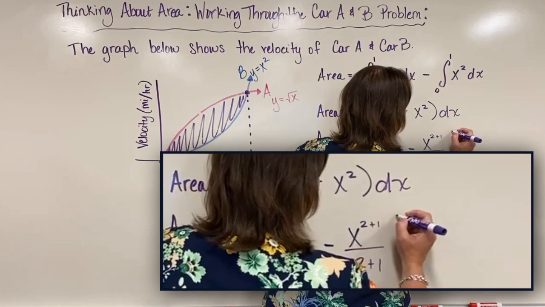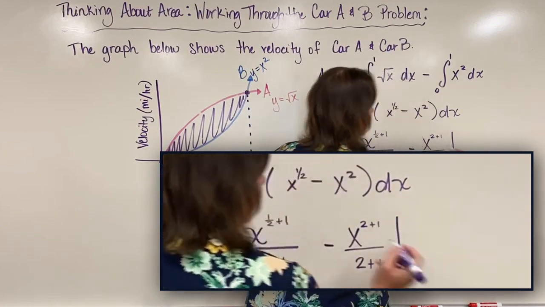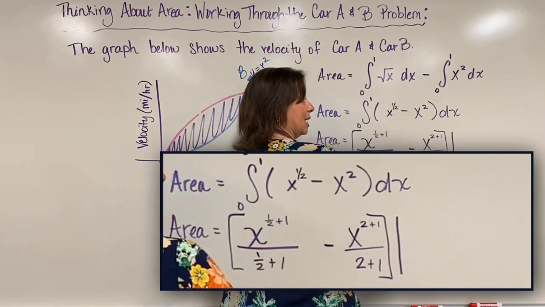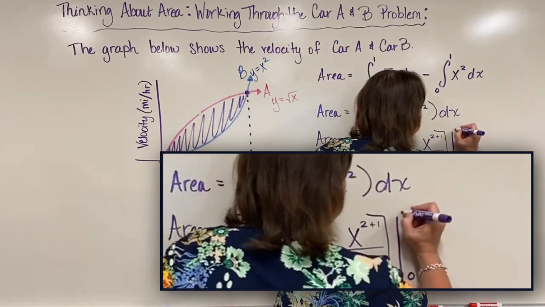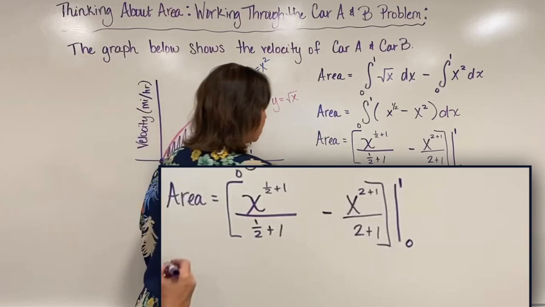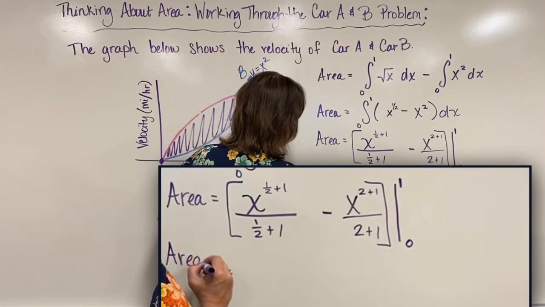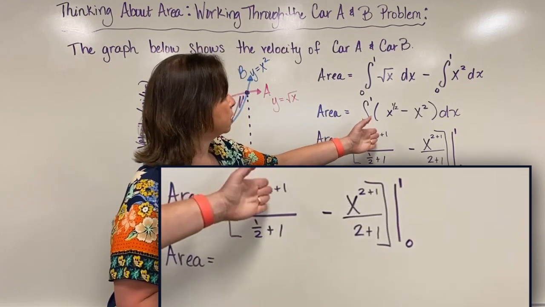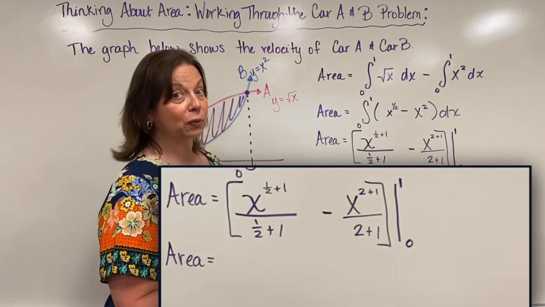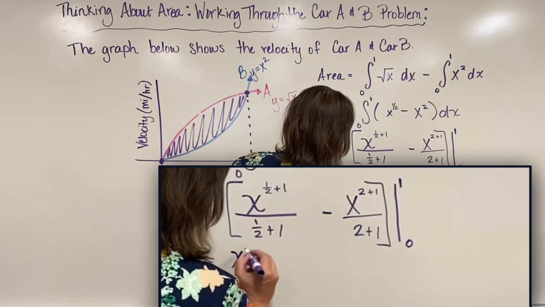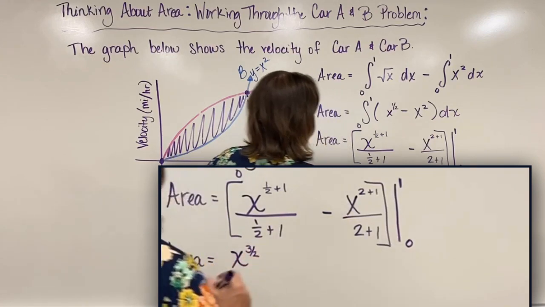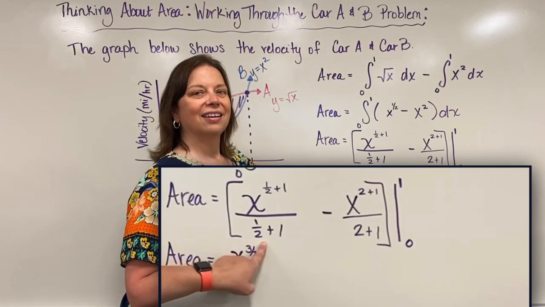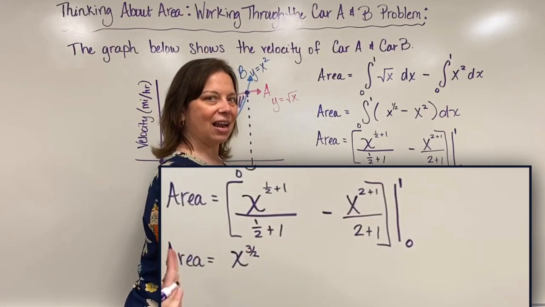So I will show that by saying I'm going to evaluate this particular function here, my antiderivative, between 0 and 1. So let's clean this up so that we can actually do the evaluation. So we have area is equal to, here I have x to the 1/2 plus 1, so that's x to the 3/2 power, but all divided by 3/2. How about we just go ahead and reciprocate that and throw it out in front?